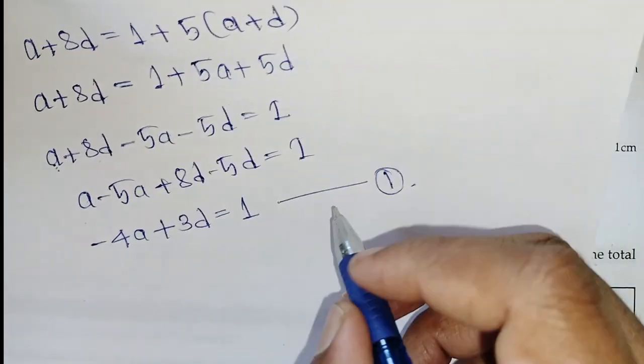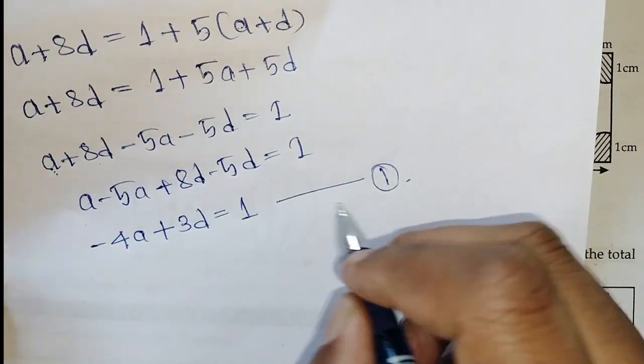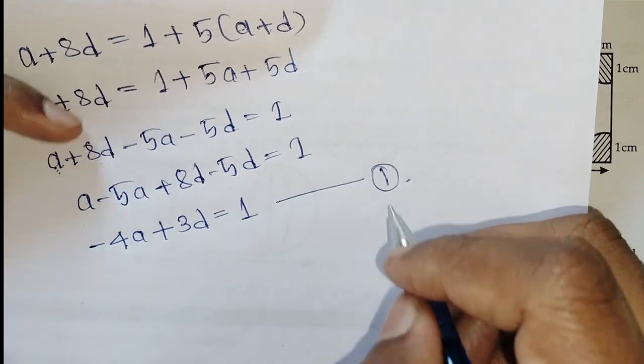Plus 3D equals 1. Okay, this is one relation we have. Let it be denoted as expression 1. Like this you have to note.